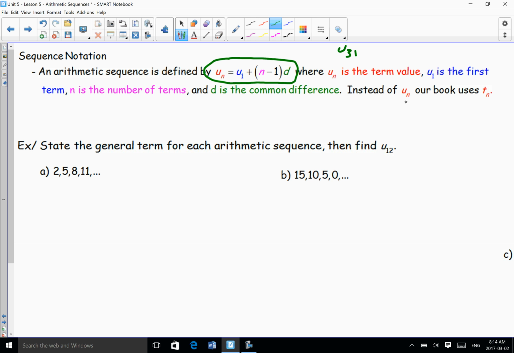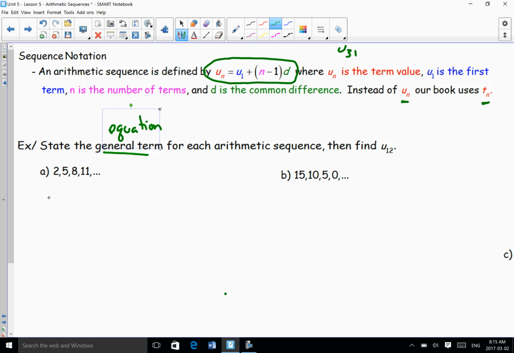Just to point out for you when you're doing your homework from our textbook, instead of u_n, our textbook uses t_n. IB uses u_n, so we're just getting the habit of using that letter. So try an example. We're going to state the general term, which is just another way of saying let's create ourselves an equation. That's what general term means for each arithmetic sequence, and then find u_12.